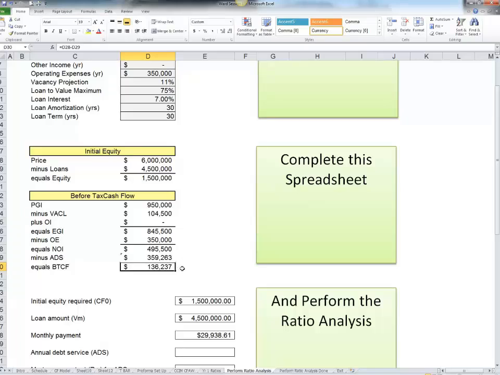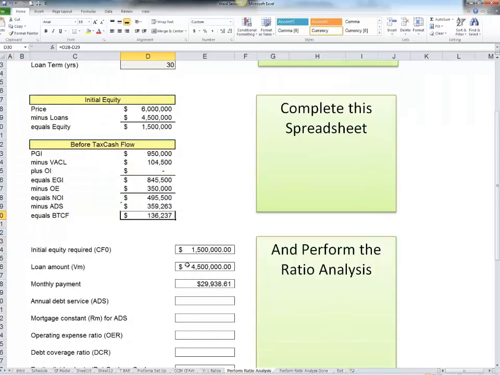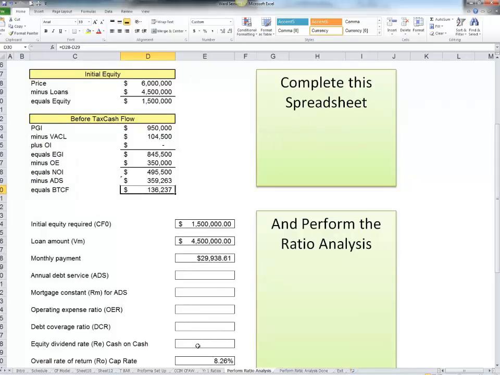Now I've got another very common metric. I'm putting in $1.5 million and I'm getting out $136,000. So what does that look like as a return? That is going to be our cash on cash rate of return, right? So I got 136 out divided by the $1.5 million I put in. I've got an equity dividend rate of 9.08%. Again, is that good or is that bad? It depends where you are. It depends what time you're in. It depends what market you're in. It depends what property type you're looking at and things like that.